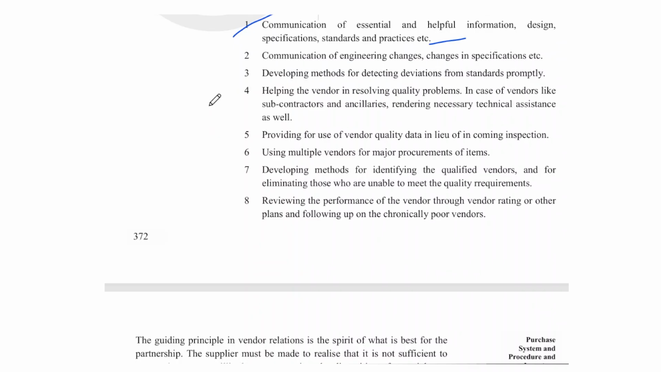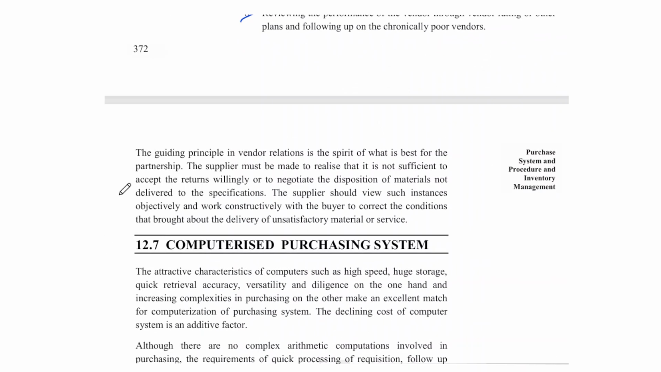Developing methods for detecting deviation from standard promptly, and helping the vendor in resolving quality problems, providing for use of vendor quality data in lieu of incoming inspections, using multiple vendors for major procurement of items, developing methods for identifying the qualified vendors and for eliminating those who are unable to meet the quality requirements, and reviewing the performance of the vendor through vendor rating or other plans, and following up on the chronically poor vendors.